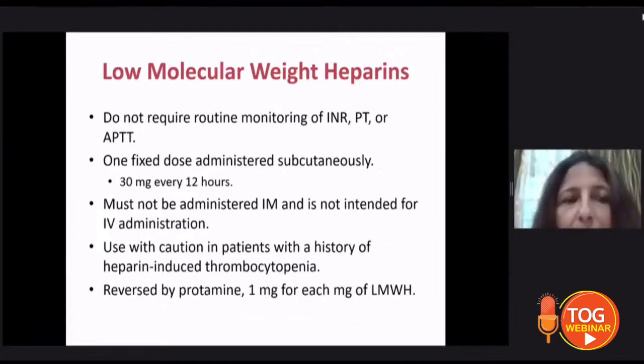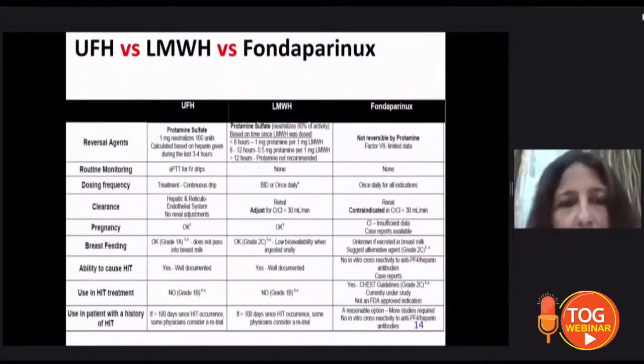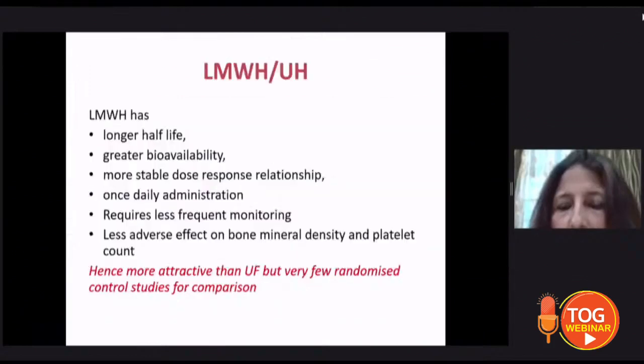So here's a comparison of unfractionated heparin versus low molecular weight heparin versus fondaparinux, and all are reversed by protamine sulfate. For dosing frequency, unfractionated heparin is a continuous drip, whereas low molecular weight heparin is a BID or once daily dose. Both can be used in pregnancy. The advantages of low molecular weight heparin are a longer half-life and a greater bioavailability. It has a more stable dose-response relationship. It's only once daily administration, requires less frequent monitoring, and has less adverse effect on bone mineral density and platelet count. Hence, it is more attractive than unfractionated heparin.